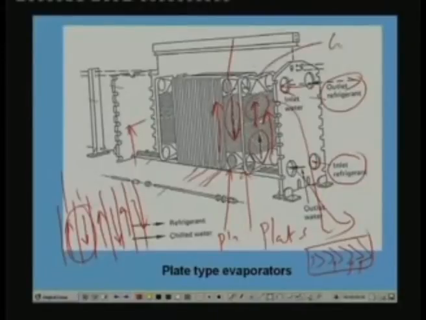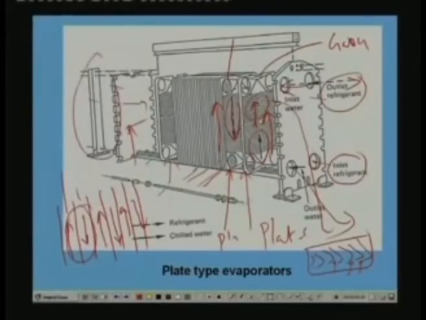For example, this is a gasket. So each plate will have a gasket on both sides, and the gaskets will prevent leakage of refrigerant and also provide the gap for flow passage. So when you stack the plates together and close it with the end plates, then a closed evaporator is formed, and the entire evaporator is assembled.